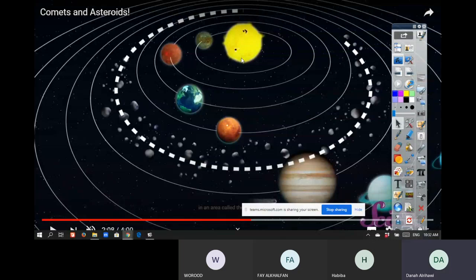comets. And we say the most common or famous comet appeared in 1986. We call it Halley's Comet. Let's open our books, page 490.